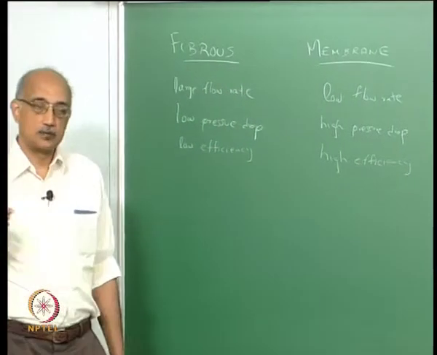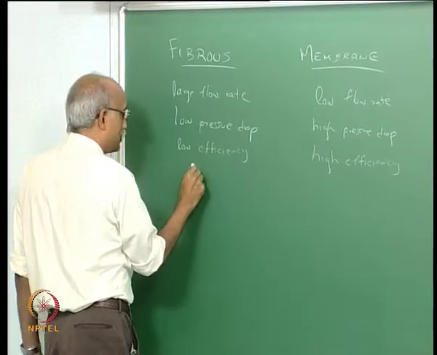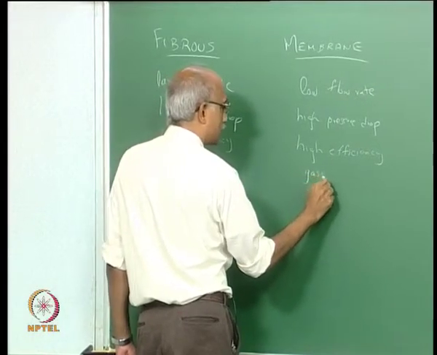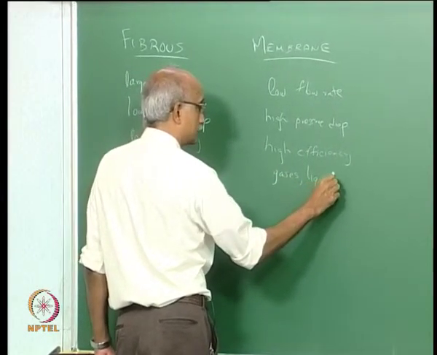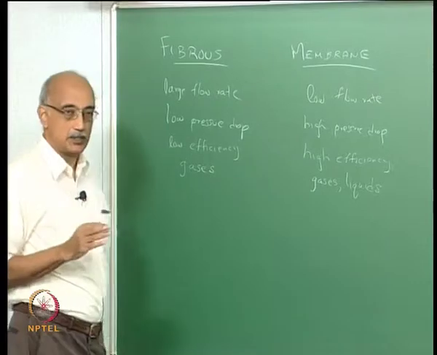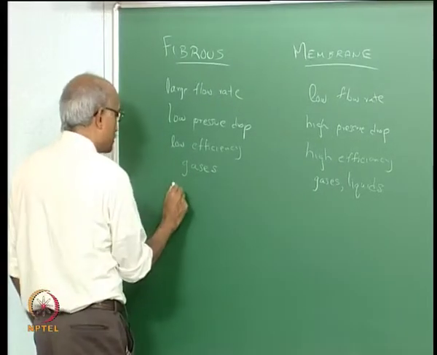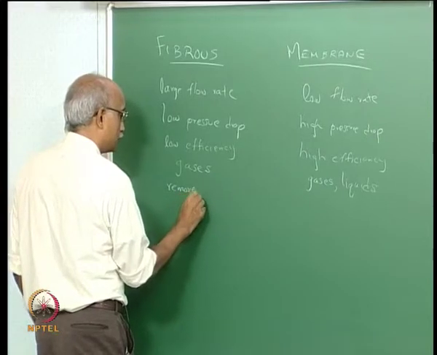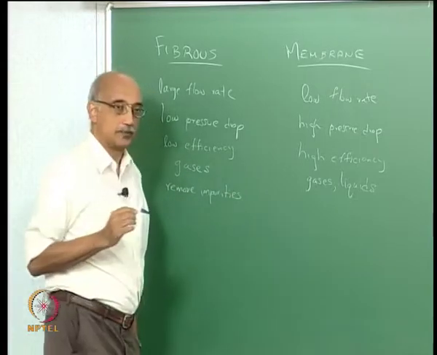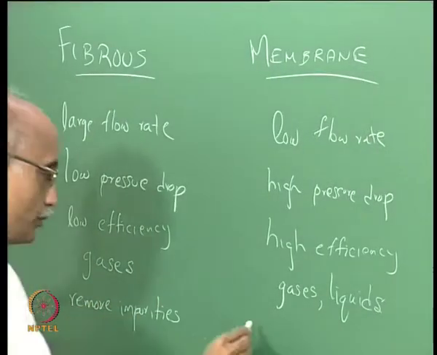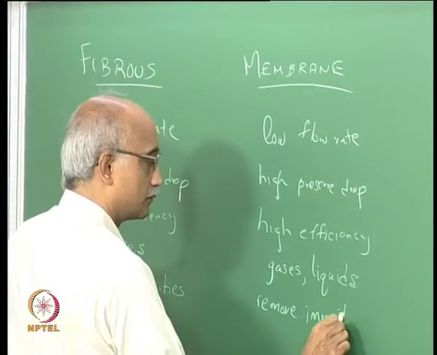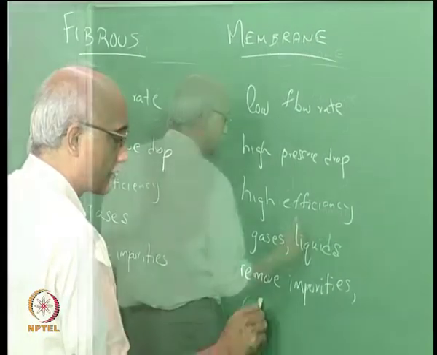The fibrous filters can be used only for gases, whereas membrane filters can be used for gases as well as liquids. And the primary purpose of a fibrous filter is to remove impurities. Whereas the primary purpose of a membrane filter is to remove impurities as well as collect particles for analysis.